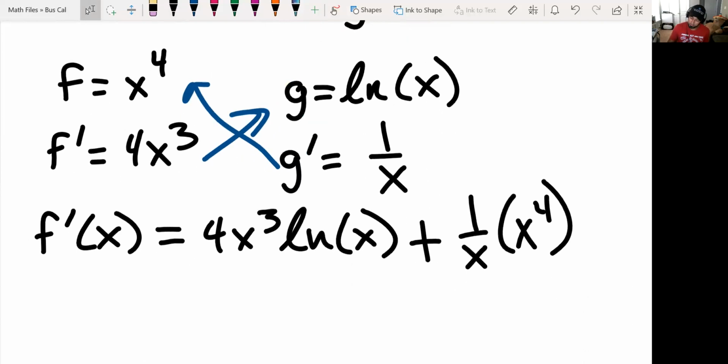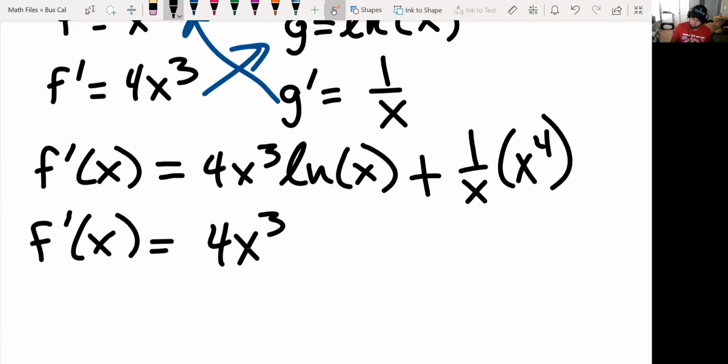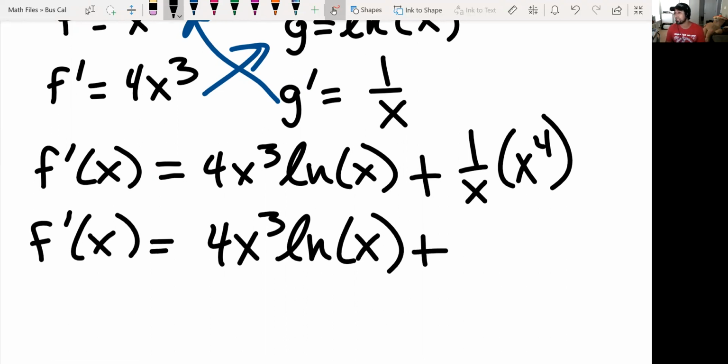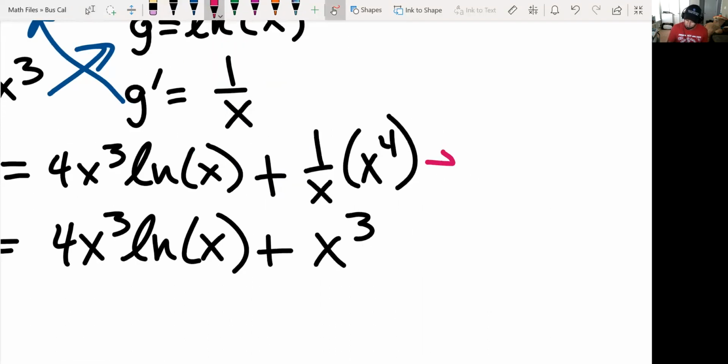All right, clean up. 4x cubed natural log x stays 4x cubed natural log x. And 1 over x times x to the 4th becomes x cubed. This is the same as saying x to the 4th over x, which gives me x cubed.